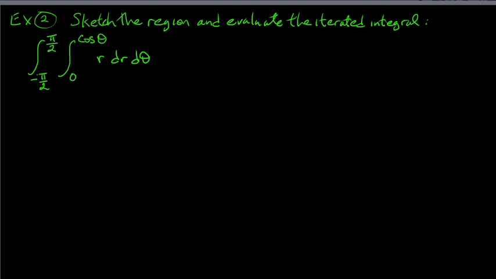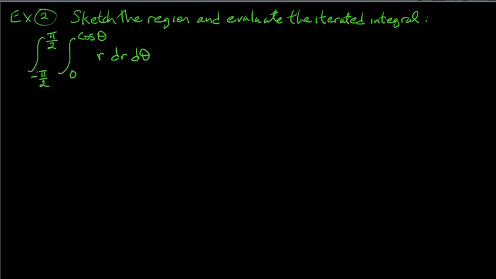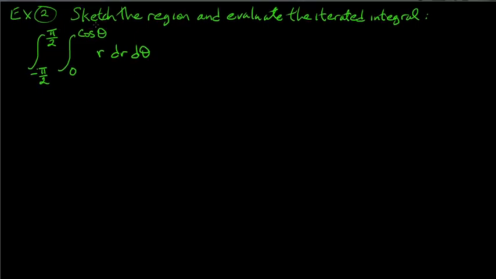So here's another example. We want to sketch the region and evaluate the iterated integral. Essentially here we're going backwards, right? Here we're given the iterated integral. Now we want to evaluate it, but before we do that, maybe we can make some sense of what this integral represents, and just look at the graph here. So where are we going? We're going from r equals 0, which is, of course, the origin, to r equals cosine of theta.